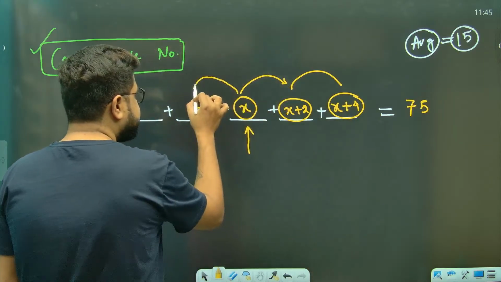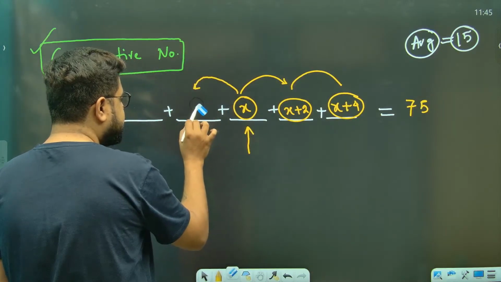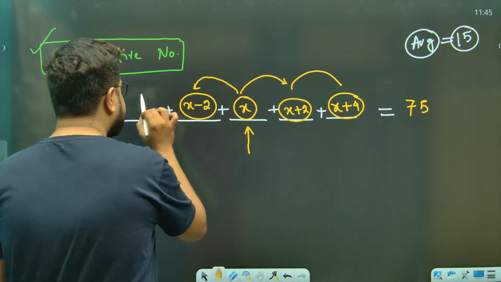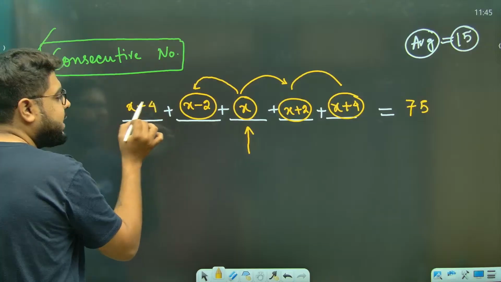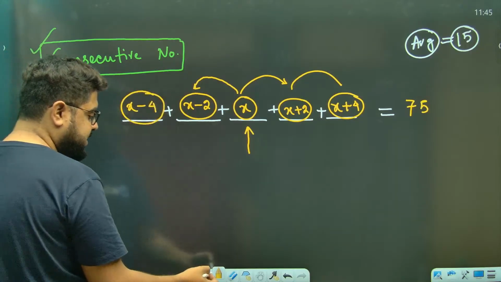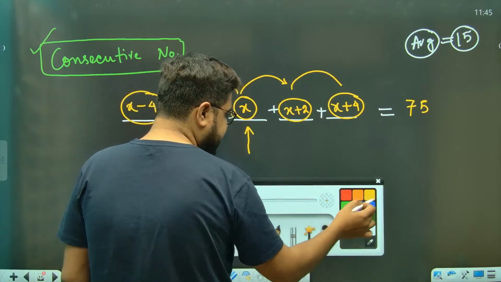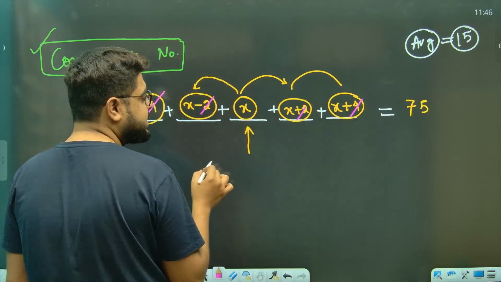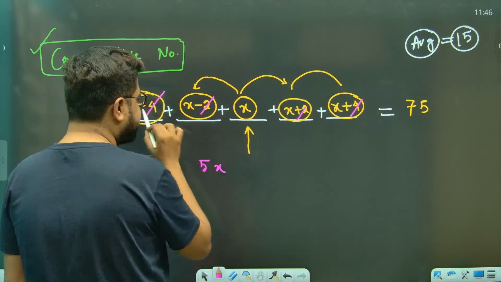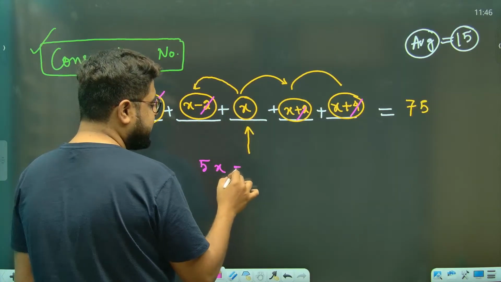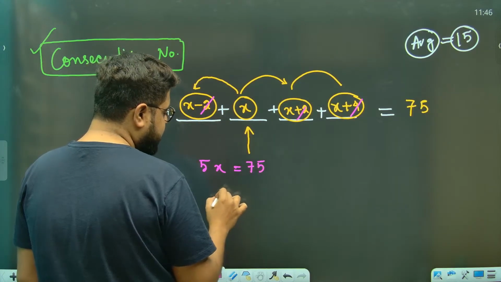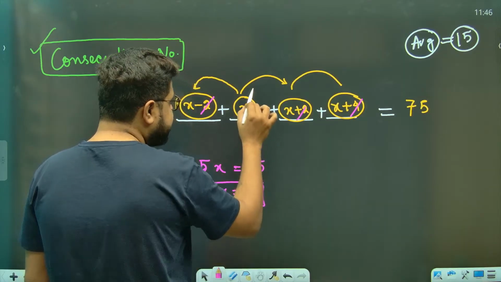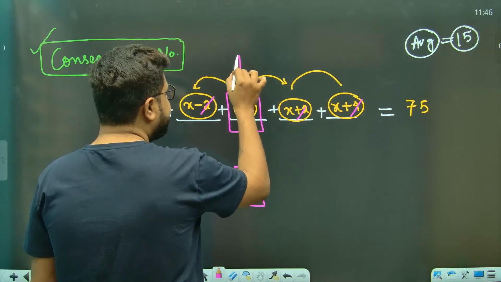What will be this one? x, left hand side means minus 2, and this side, minus 4. Please understand, you will see there's a magic going on. Minus 4 plus 4 cancels. Plus 2 minus 2 cancels. So ultimately, 5x. 1, 2, 3, 4, 5x are there. That is equal to 75. So x is equal to 15. That means this value is equal to 15.